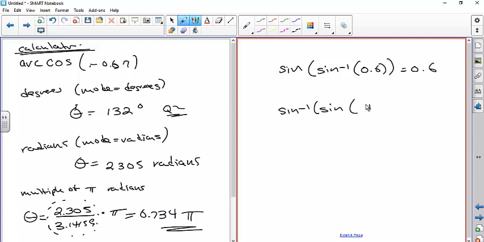If I said pi over 3, the inverse sine of the sine of pi over 3. So the sine of pi over 3 would be the square root of 3 over 2. The angle whose sine is the square root of 3 over 2, within the limitations of the domain, is going to be pi over 3.